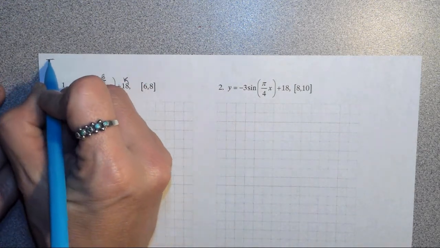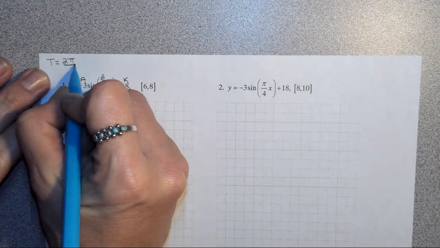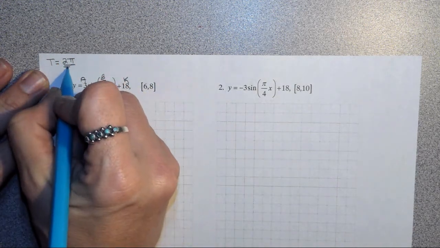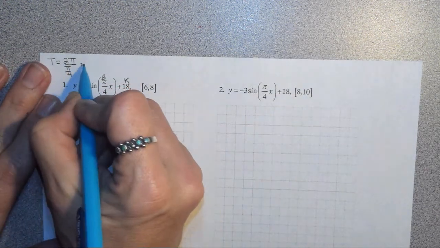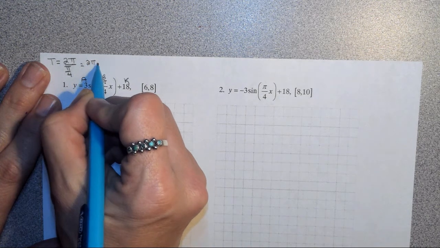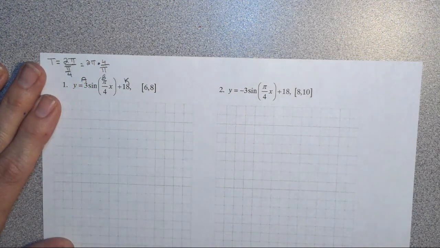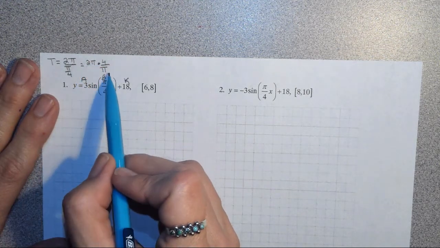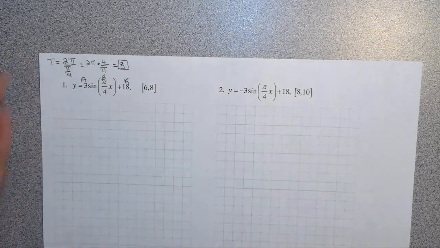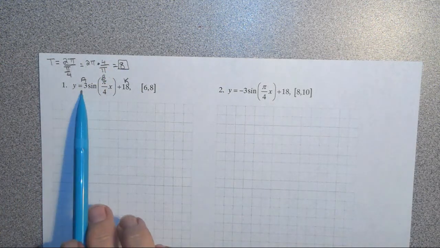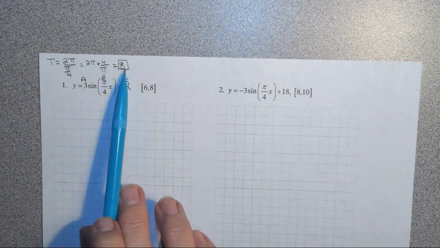In order to graph, I need to find out what T is. I need to find out the period. And period equals 2 pi divided by b, and b is pi over 4. And we learned a long time ago, dividing fractions is easy as pi. You're going to flip the second and multiply. So if I multiply 2 pi times 4 over pi, we get 8. And that's my period.